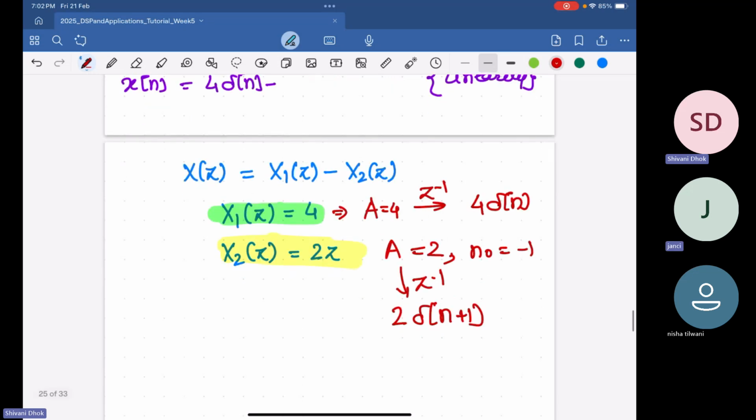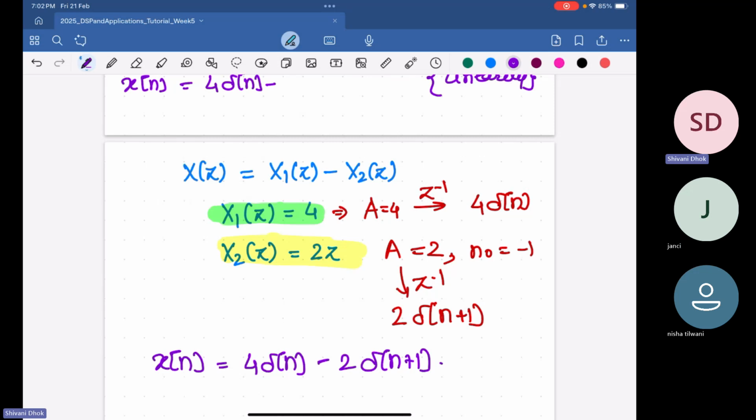So therefore my final x of n will be the inverse z of this plus the inverse z of this by the linearity property. So we will get 4 into delta of n minus 2 into delta of n plus 1. Is it clear now?